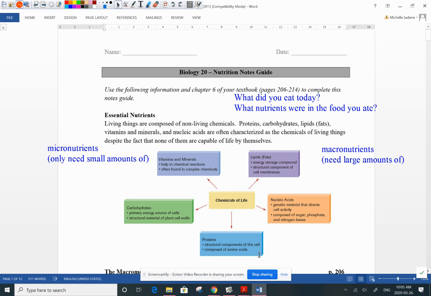Good morning, Biology 20s. Today we're going to start on our nutrition and digestion unit. So we'll take a look at this nutrition notes guide. I'm going to start by asking you a question. What did you eat today? What did you have? What nutrients were in the food you ate?